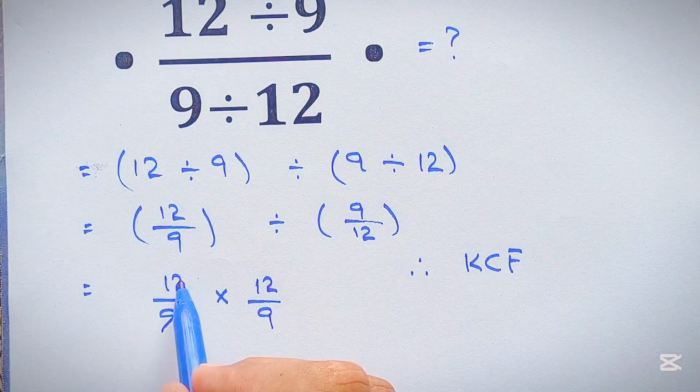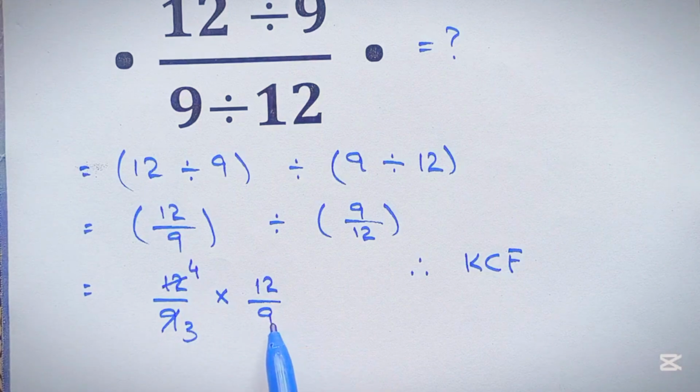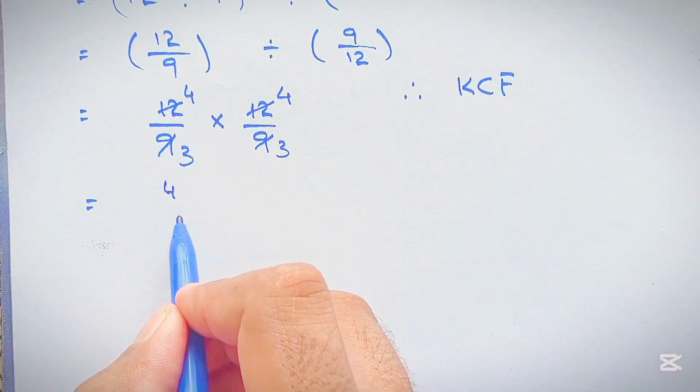9 divided by 3 will be 3, and 12 divided by 3 will be 4. Same applies on the other fraction. So we are left with 4 over 3 times 4 over 3.